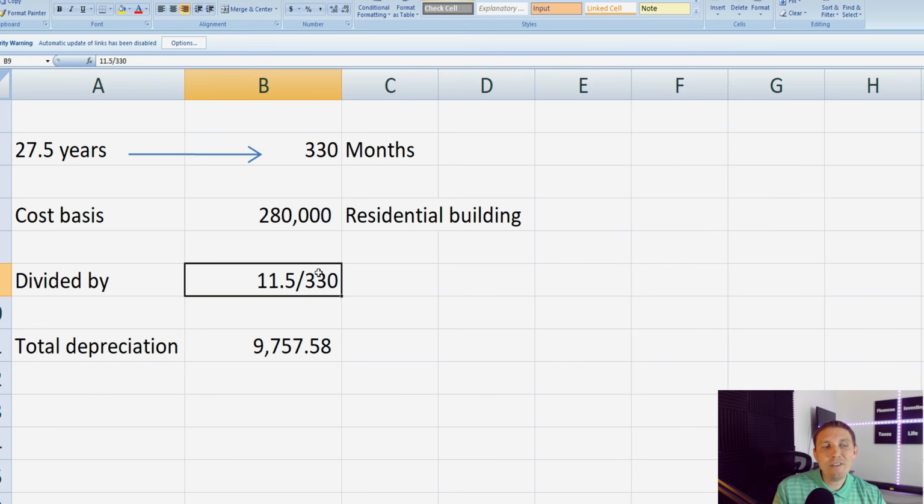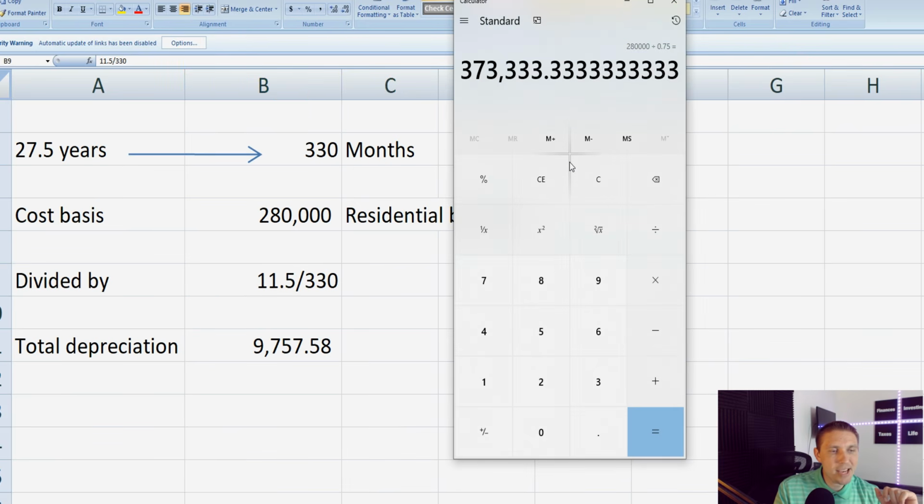So you get to take 11 and a half months divided by 330. Okay, let me bust out the calculator real quick. We're going to take 11 and a half months divided by 330 total months, because that's 27 and a half years. We get this long number.